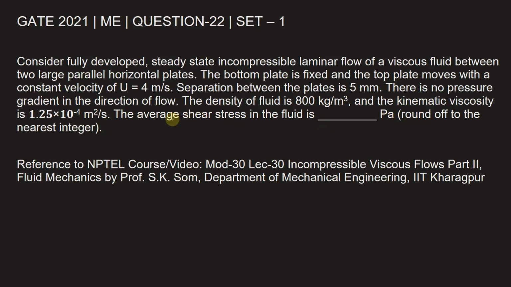In order to find out the average shear stress, we will use Newton's law of viscosity. Let's represent the given things in this diagram where I have shown the top plate which is moving and the bottom plate which is fixed. So it is given the separation between these two plates is 5 mm. Let's write that. Then we have this plate moving with a velocity 4 meter per second and here the velocity is 0 meter per second.